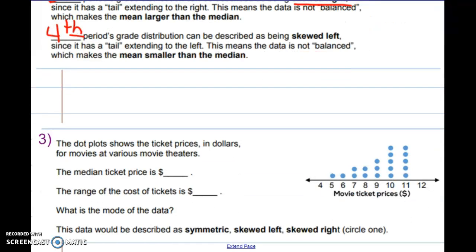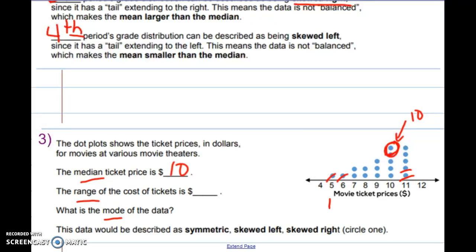Okay, and your last dot plot was about movie ticket prices, and all you had to do was find the median, the range, the mode, and then you had to tell the overall shape. So the median, if you cross out your lowest and highest and you continue this process until you get to the middle, this top one right here is the dot in the middle, and it represents 10. So your median should have been 10.